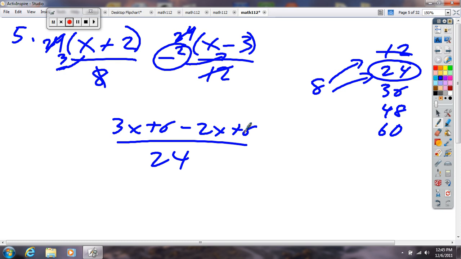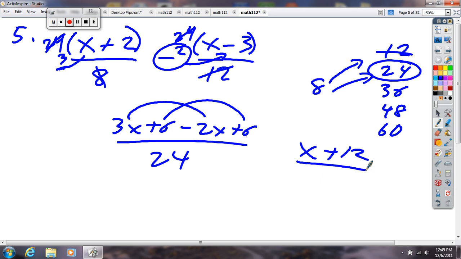Combine like terms. 3x, take away 2 x's, you end up with 1x. You got 6 plus 6 more is 12, all over the common denominator of 24.